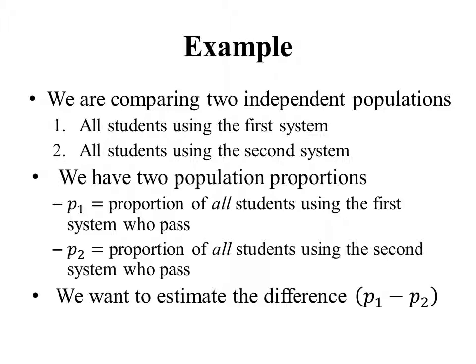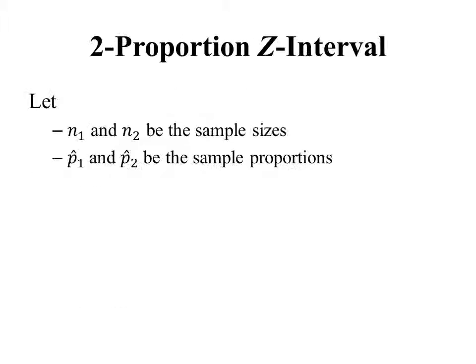Okay. Specifically, what we want to do here is estimate the difference between these two population proportions, P1 minus P2. If this difference is positive, then it would indicate that this first system is indeed better than the second system. If this difference were negative, then it would indicate the opposite.